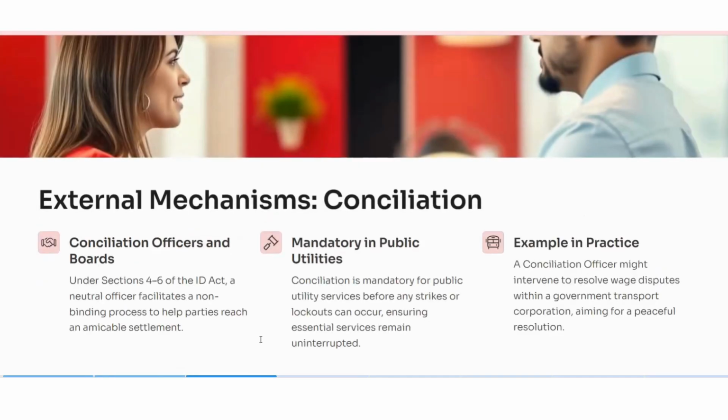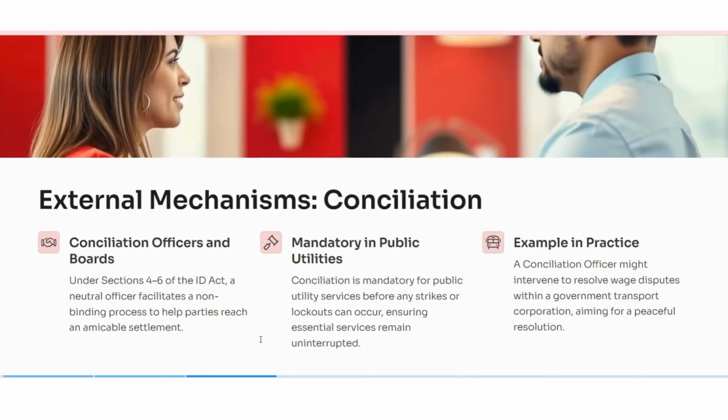External mechanism, that is conciliation. Conciliation officers and boards under section 4 to 6 as a chapter of Industrial Dispute Act, a neutral officer facilitates a non-binding process to help parties reach an amicable settlement. Conciliation means pacifying both the aggrieved parties and help them to reach out on amicable settlement.